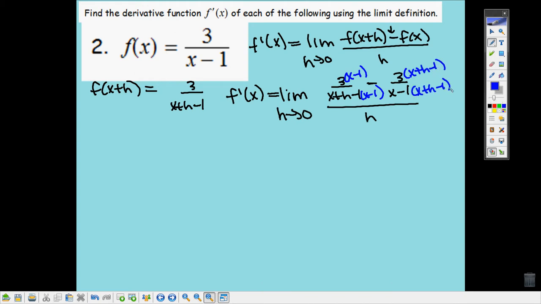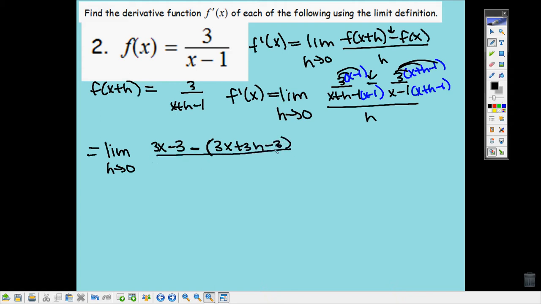Okay? So then I can say that the limit as h approaches 0, I'm going to do some distributive property, 3x minus 3 minus, parenthesis. If you don't put those parentheses, you're not going to distribute all the way across. So then I'm going to distribute this 3x plus 3h minus 3, all over that common denominator of x plus h minus 1 and x minus 1.